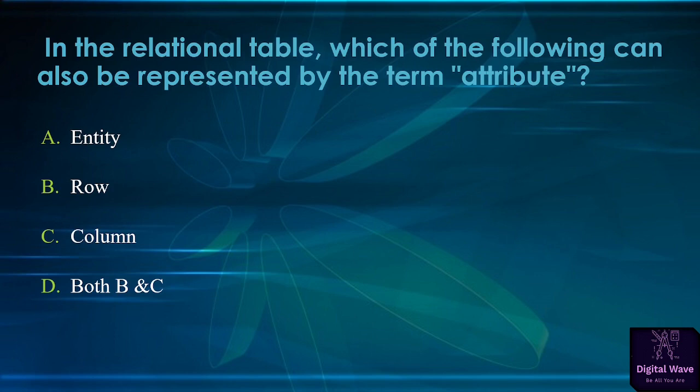Next question is, in a relational table, which of the following can also be represented by the term attribute? The options available here: entity, row, column, both B and C. So the right answer will be C, column. In the database, the number of rows inside a table is called the tuples, and the number of columns are known as the attributes. That is why the answer will be column.